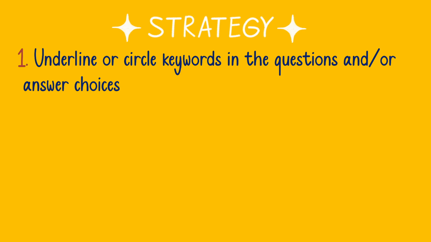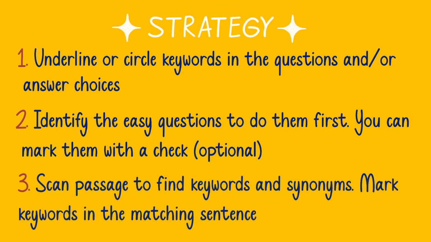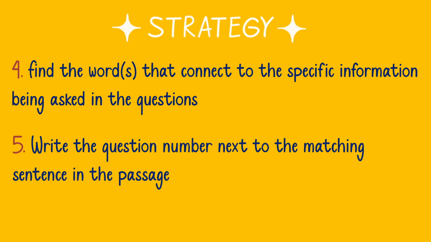Now, what is our strategy in answering this type of question? Well, first of all, you underline or circle keywords in the question and in answer choices. And then you identify the easy questions to do them first, so you can mark them with a checkpoint. Then you scan the passage to find keywords and synonyms. Try to mark keywords in the matching sentence, and then you find the words that connect to the specific information being asked in the question. And then you write the question number next to the matching sentence in the passage.